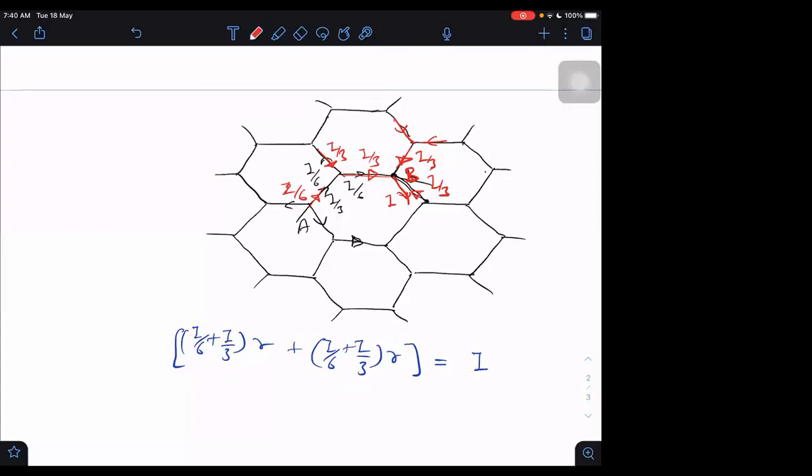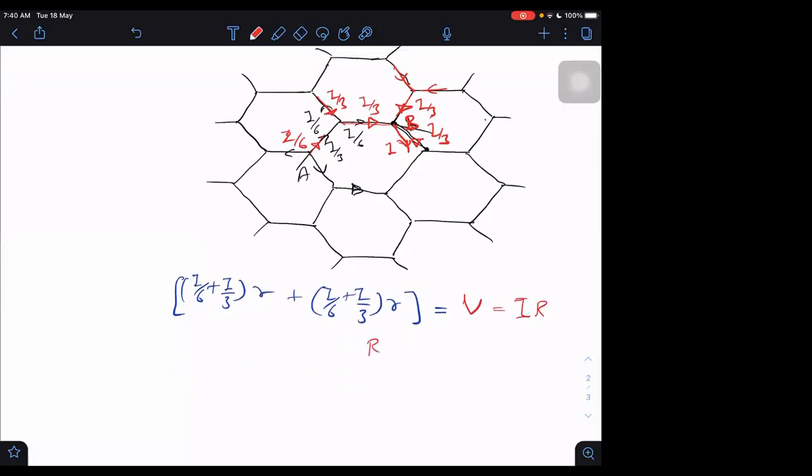We are getting this as the net potential difference. The net potential difference from A to B we can write as V_AB equals I into the effective resistance capital R. So I into R, which is small r only. Yes, sir, small r only this time. R is equal to small r only, right?